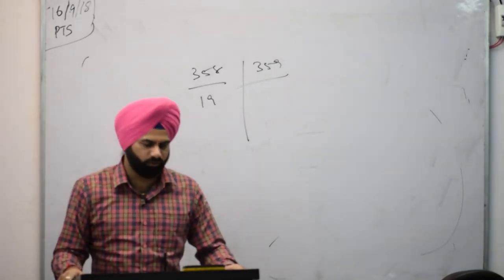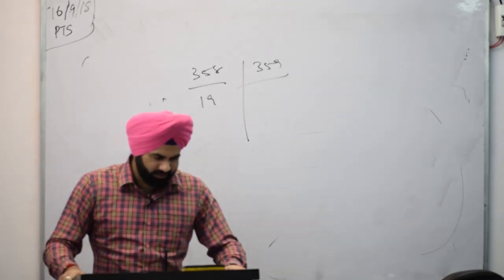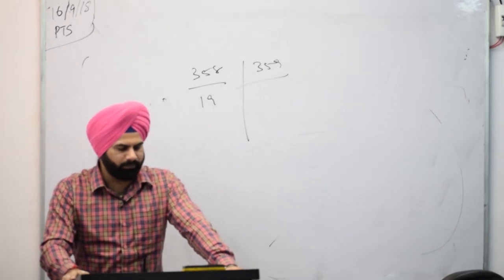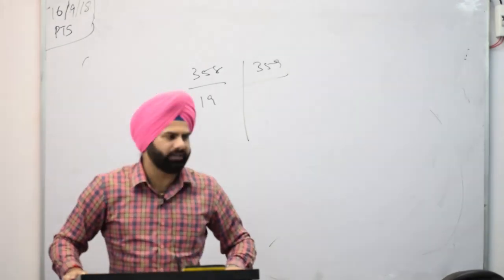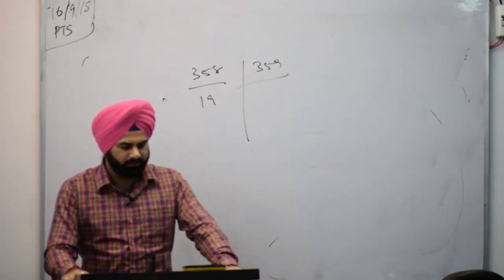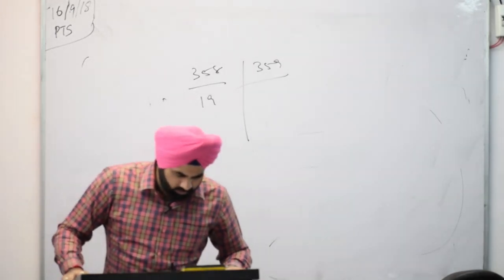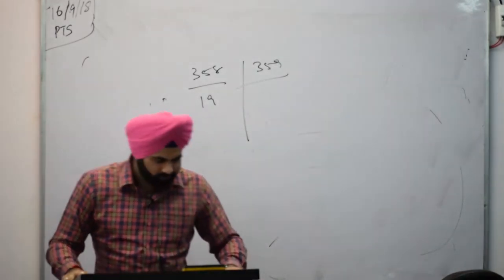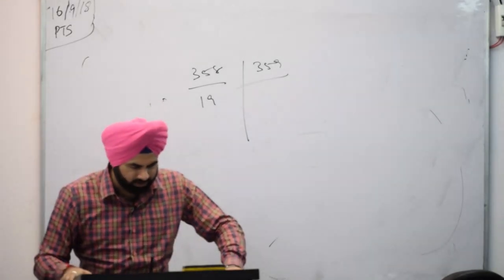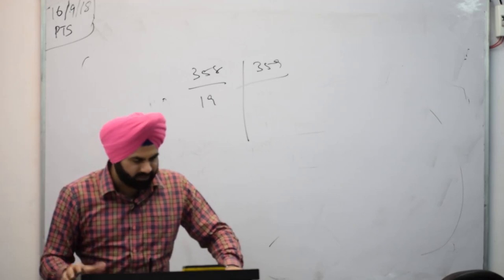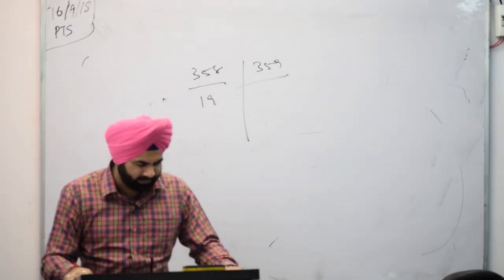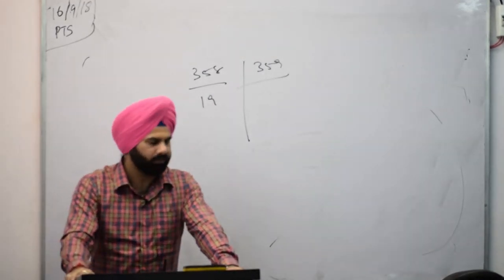63. Which of the following statements about the Interstate Council is correct? It is a permanent body. Interstate Council, which article? 263. It is a permanent body constituted under Article 263 of the Indian Constitution. It is incorrect. It is not a permanent body, the president can establish a council when needed. The states under president's rule are represented by their respective governors to meet at the Interstate Council. It is correct. Simple as that. So B is the answer for 63.